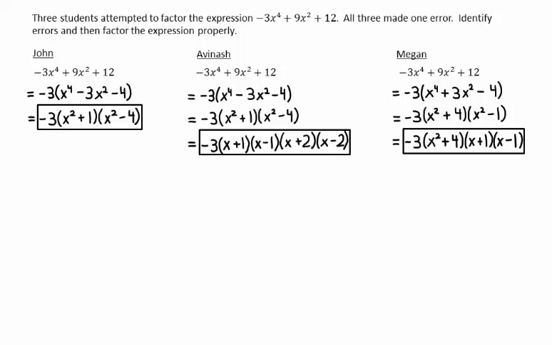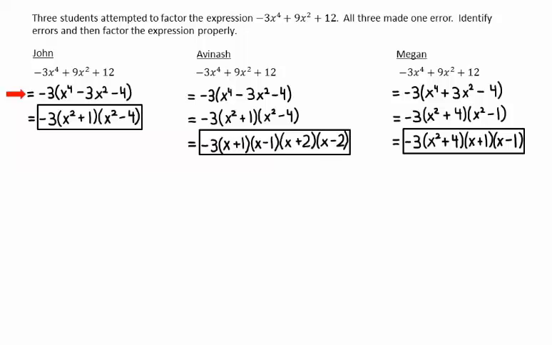3 students attempted to factor the expression negative 3x to the 4 plus 9x squared plus 12. All 3 made one error. Identify the errors and then factor the expression properly. First, let's consider John's solution.